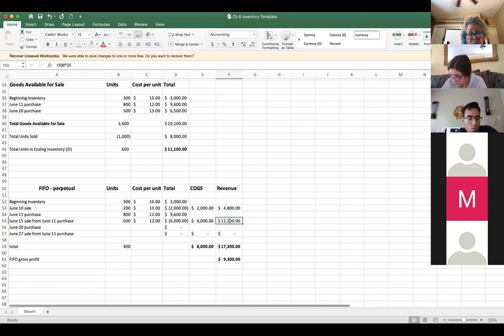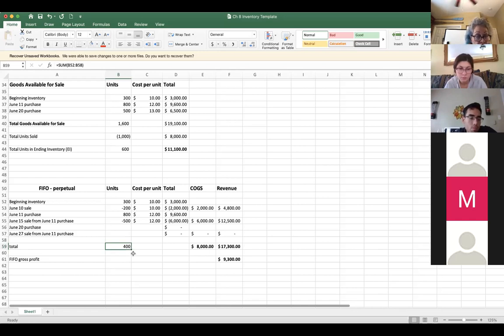Of course, my revenue is all going to be the same, whether it's LIFO, FIFO, or weighted average. So after the June 15th sale, I have 400 units in ending inventory. What did they make up? The 400 came from which purchase or purchases? June 11th and beginning inventory. Good. So how many from beginning inventory, Edris? 100. 100, and then the remaining 300 from the June 11th.